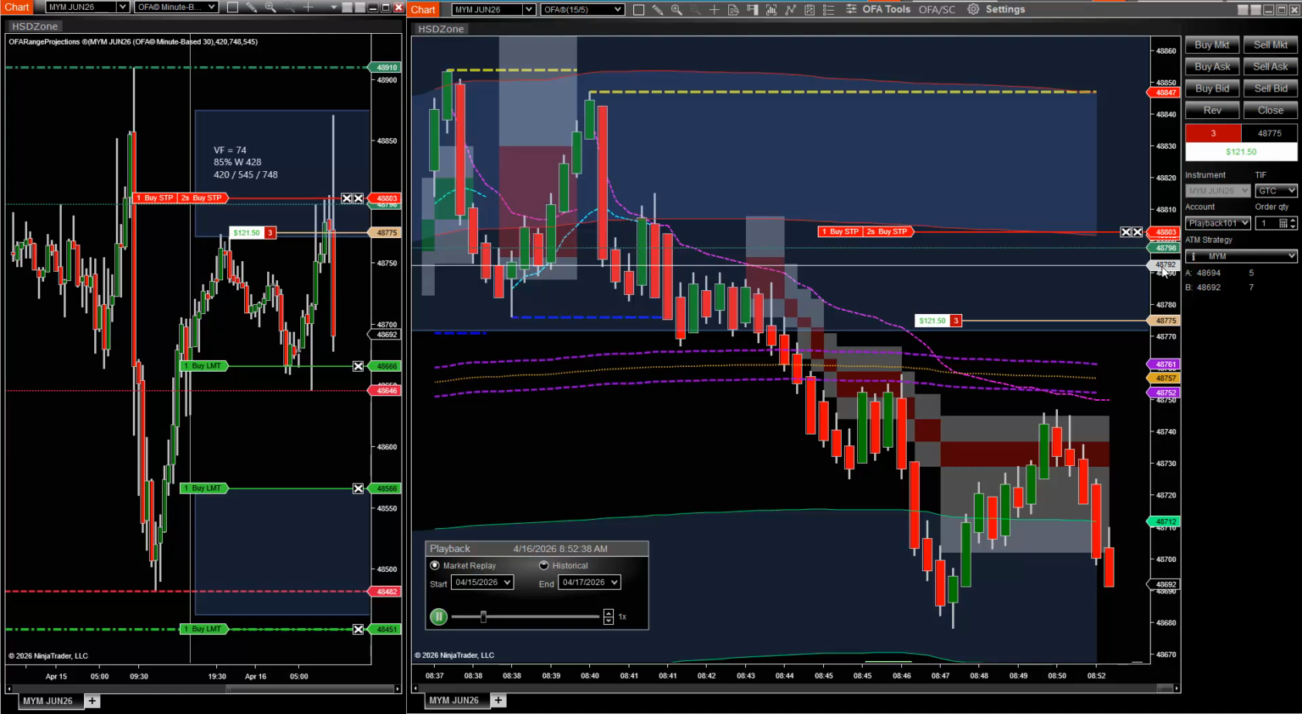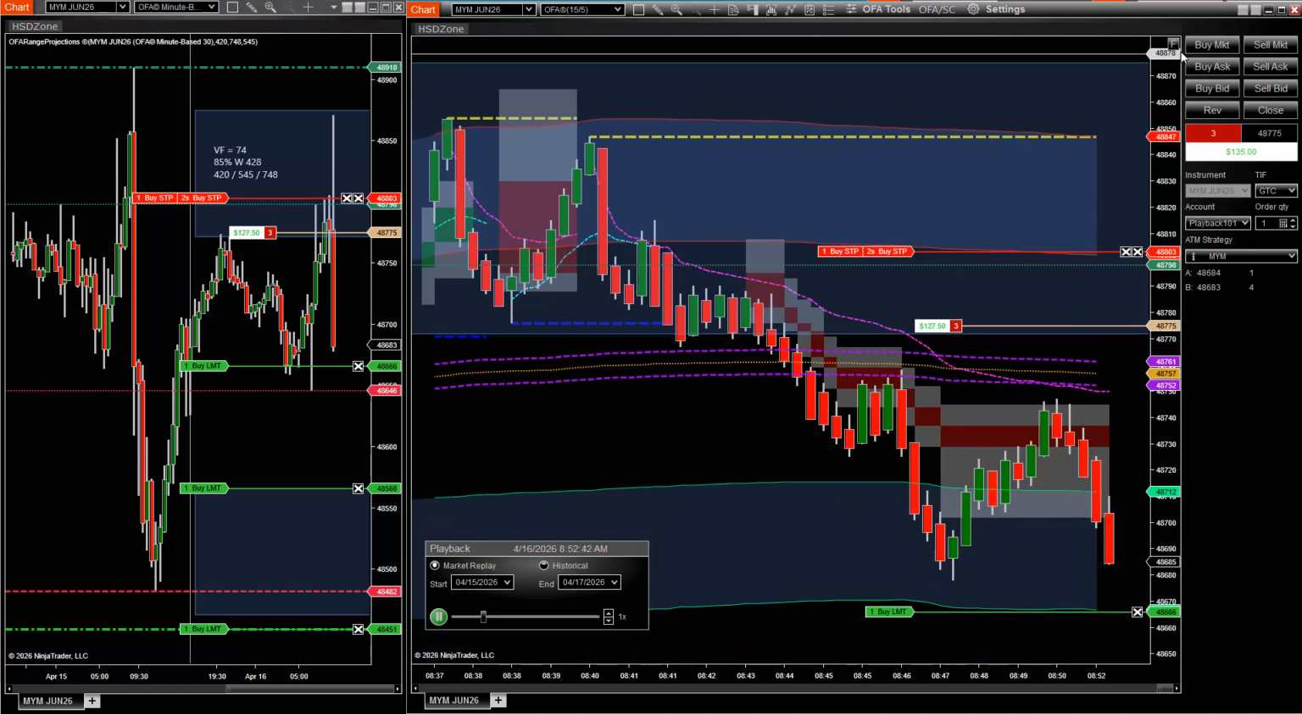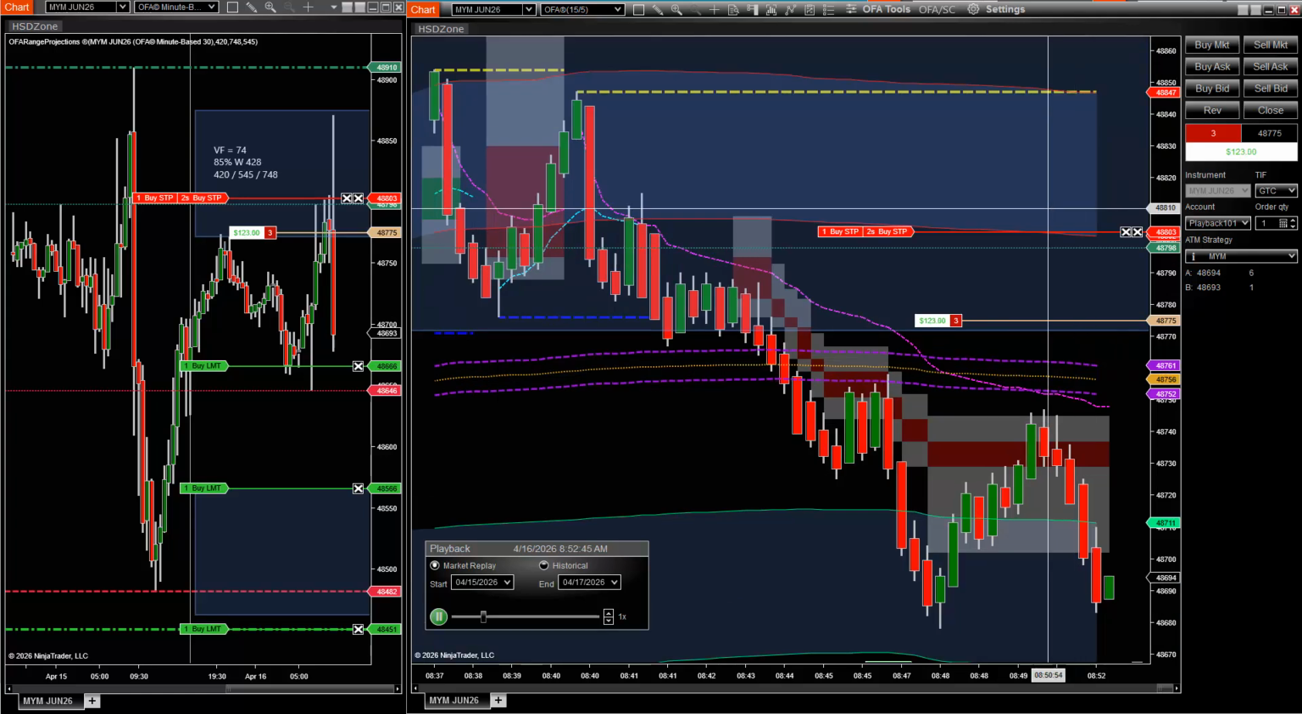And we're getting down near our target. So let's just double check that we're in the right place. Looks like we're good. Let that work itself out.